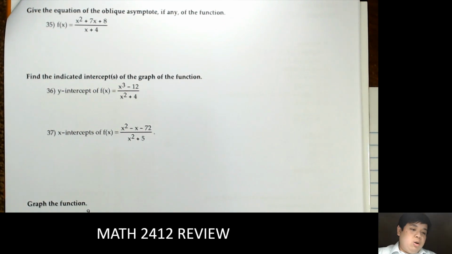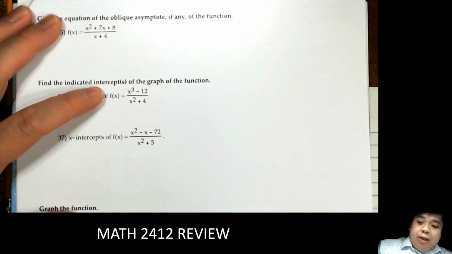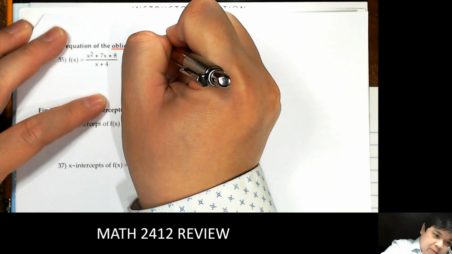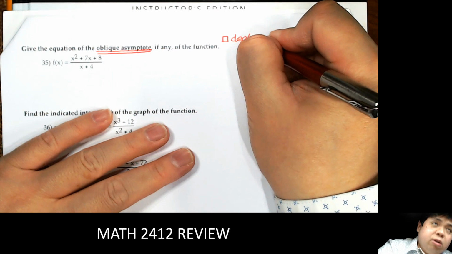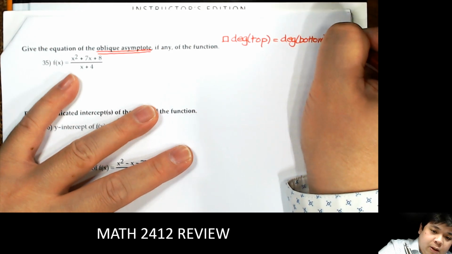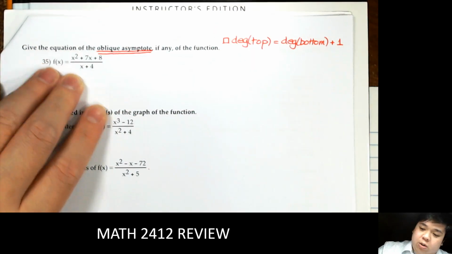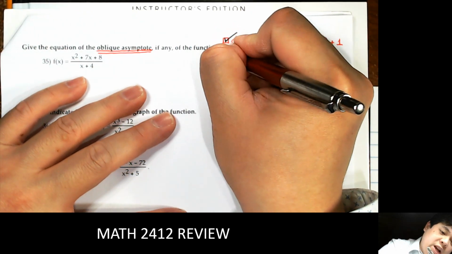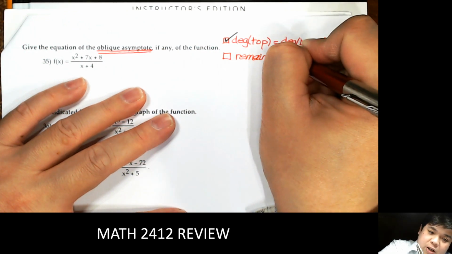Right. Find the oblique asymptote. So for oblique asymptotes, we require two things. First, degree on top has to be 1 more than the bottom, meaning degree on the top equal to the degree at the bottom plus 1. So in this case, degree on top is 2, degree on bottom is 1, 2 equal 1 plus 1. So in this case, yes, it works. Next, we have to have the remainder cannot equal to 0.